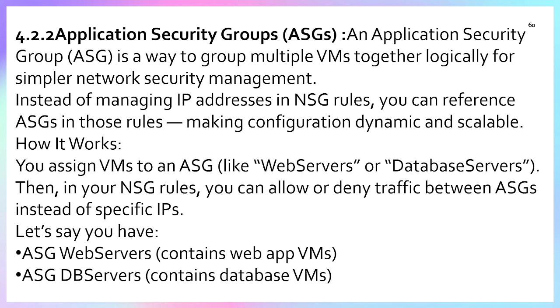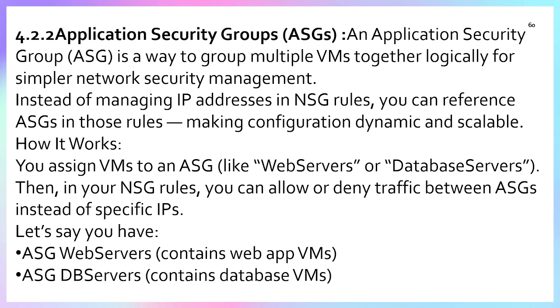Instead of that, what you can do is put all your web servers into an ASG called web ASG, right? And put all the database servers into another ASG called DB ASG. And now you tell the NSG to allow the traffic from the web ASG to the DB ASG on port 1433. Right, this is the example I am giving you to show how ASG works.